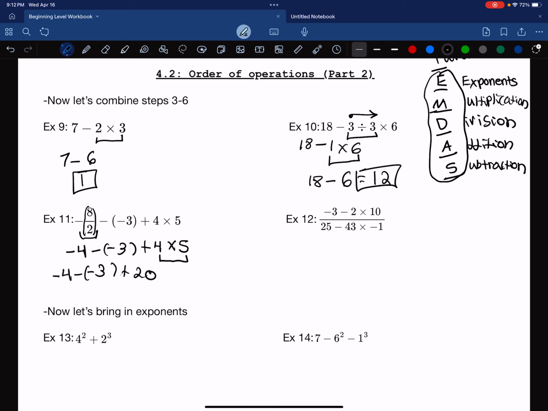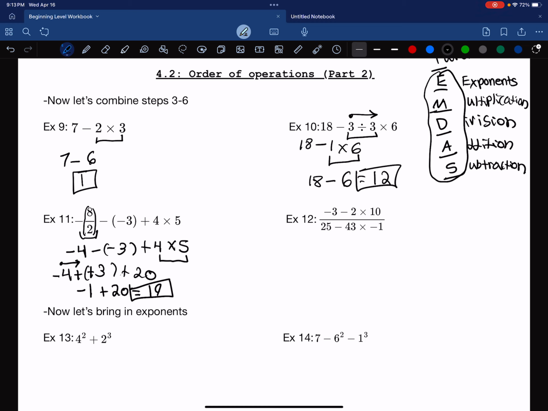And then from here, because all we have left is addition and subtraction, we just now work from left to right. So we're going to do negative 4 minus negative 3. And because we're subtracting a negative, we're going to say chop, chop. And it becomes negative 4 plus 3. And negative 4 plus 3 is negative 1. And then we're going to add that 20. Negative 1 plus 20 is 19.